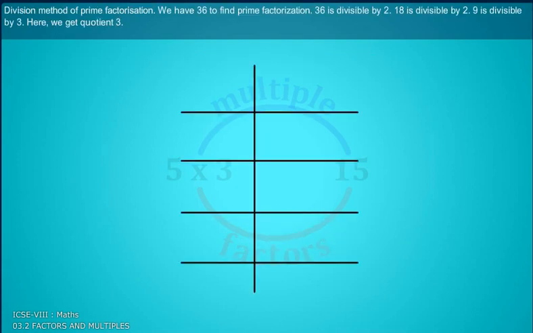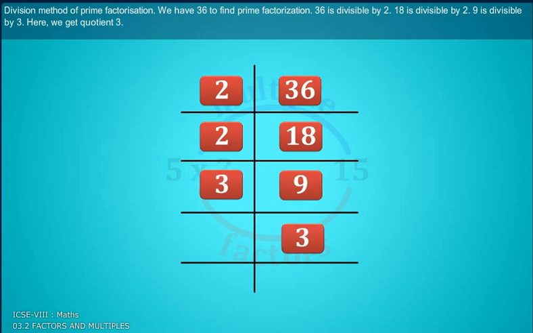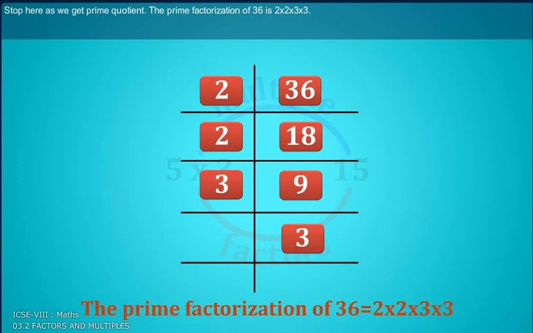Division method of prime factorization. We have 36 to find the prime factorization. 36 is divisible by 2. 18 is divisible by 2. 9 is divisible by 3. Here we get the quotient 3. Stop here as we get a prime quotient. The prime factorization of 36 is 2 into 2 into 3 into 3.